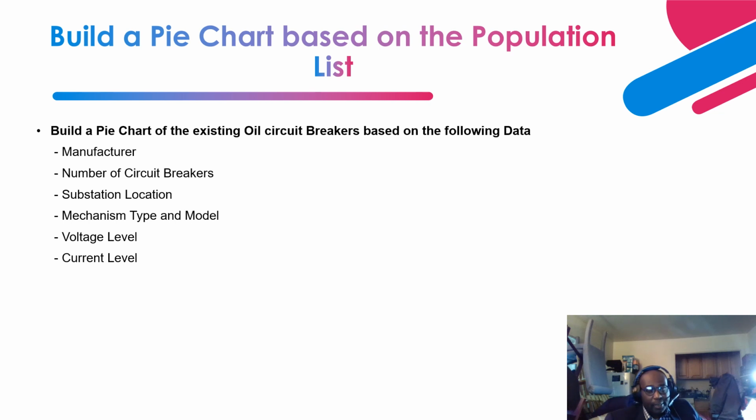Next is the data visualization part. As I indicated, we are presenting this data to upper management, so data visualization is very good. You want to build pie charts utilizing manufacturers, based on the number of circuit breakers and the quantity, and substation location, mechanism type, voltage level, and current level. So you can build different pie charts as part of your strategy and implementation.